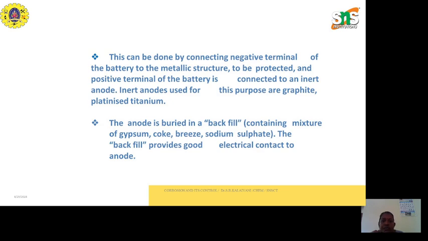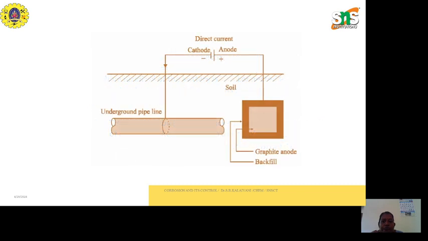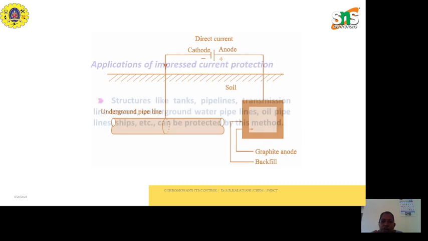The anode is buried in a backfill containing a mixture of gypsum, coke, grease and sodium sulfate. The backfill provides good electrical contact to the anode. So this is the impressed current cathodic technique. Underground pipelines are connected to the electricity, cathode and anode. The anodic part is connected to the backfill containing graphite and gypsum. So automatically it protects the underground pipeline.